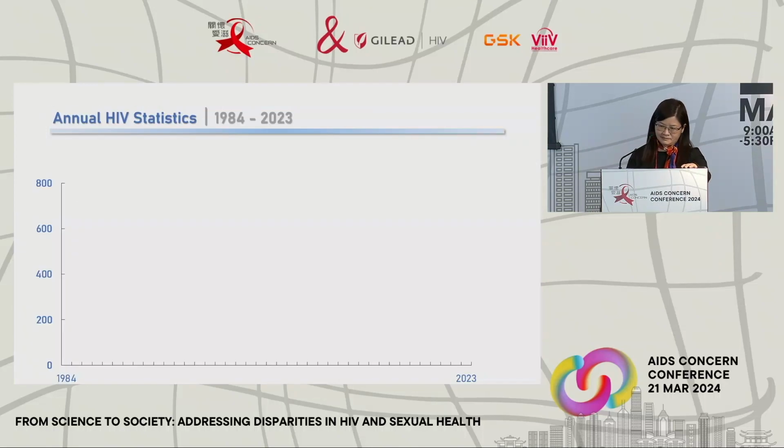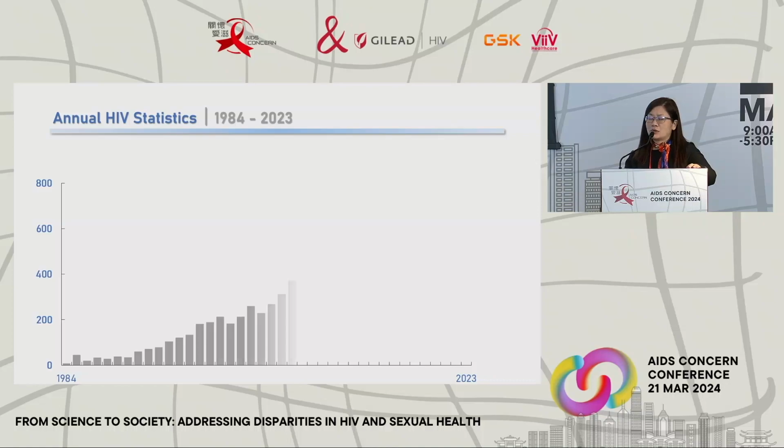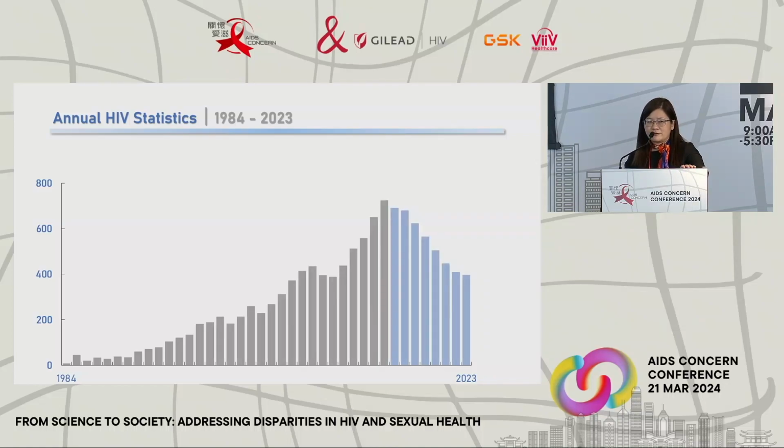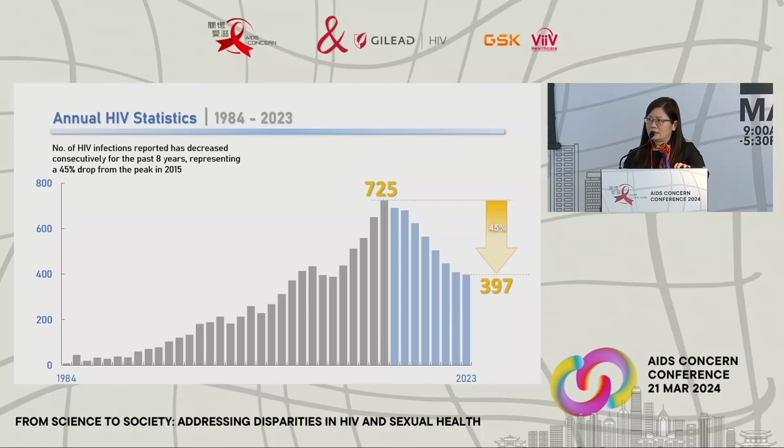6.75% HIV prevalence. Looking back at the past 4 decades, since 1984, when we had the first reported HIV cases in Hong Kong, the epidemic gradually grew and rapidly rose until the turn of the century, reaching a peak of 700 in 2015. Then, upon the wide adoption of the test and treat strategy, resulting in treatment as prevention, the number of HIV cases reported every year has decreased for the past 8 years, representing a 45% drop.